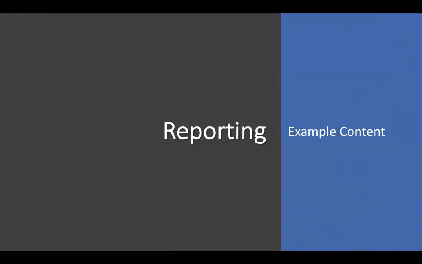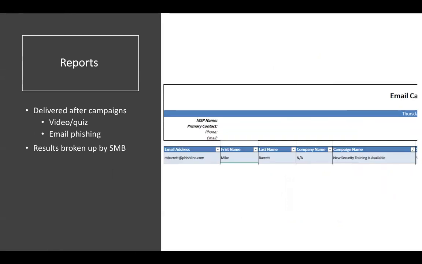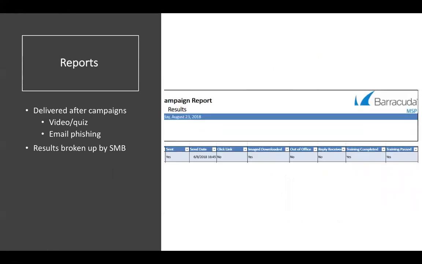Each month, we will provide you with detailed reports. Managed PhishLine will provide reporting after each video and quiz campaign and each mock email phishing campaign. Here, you will be able to see the progress of your employees. You will easily be able to see the employee and campaign name. You will see the date the report was sent, if a link was clicked, the image downloaded, or the recipient was out of office. We also report on whether the training was completed.